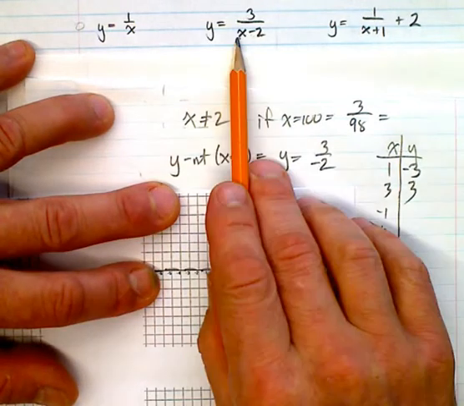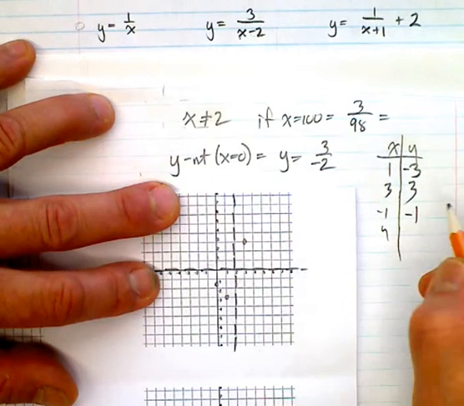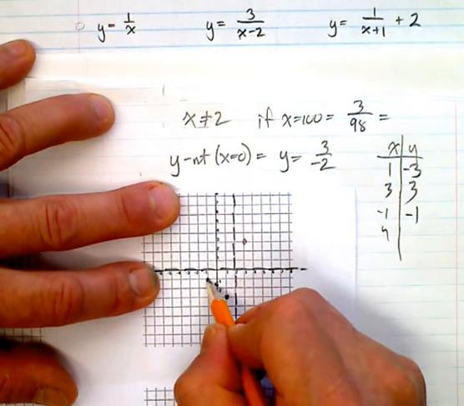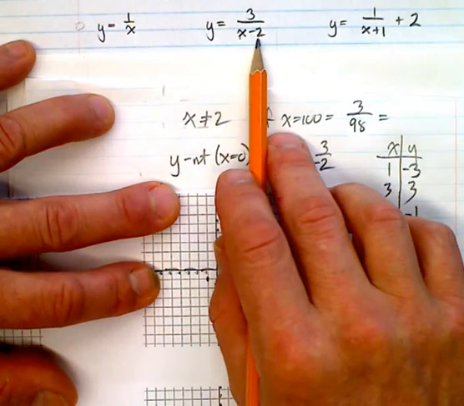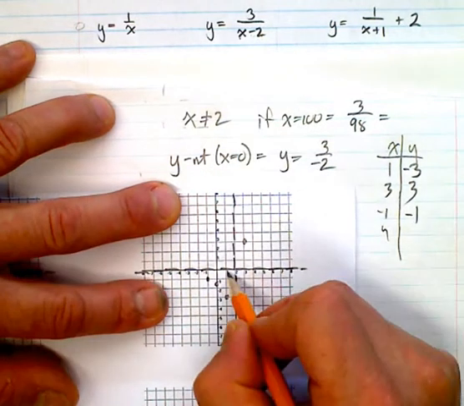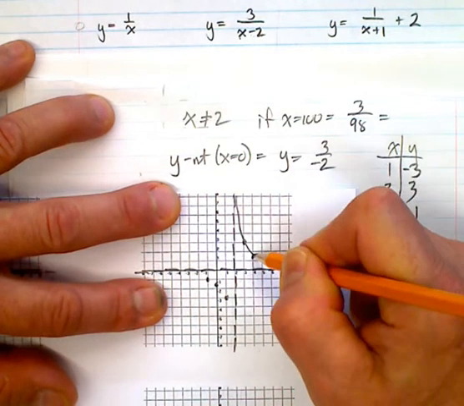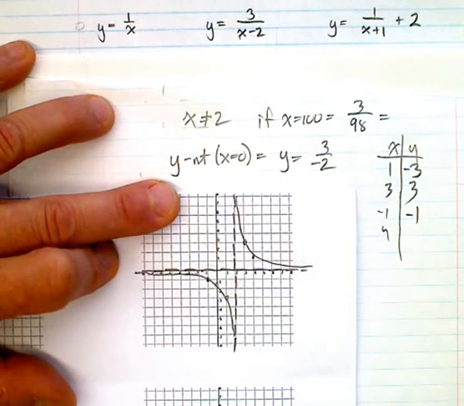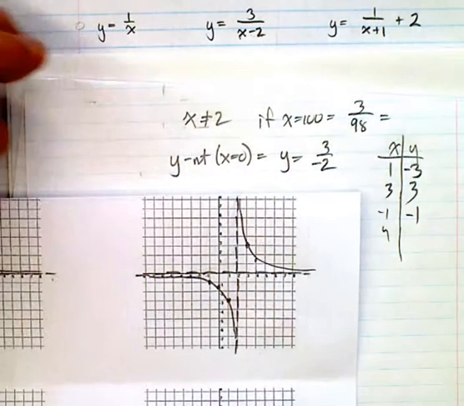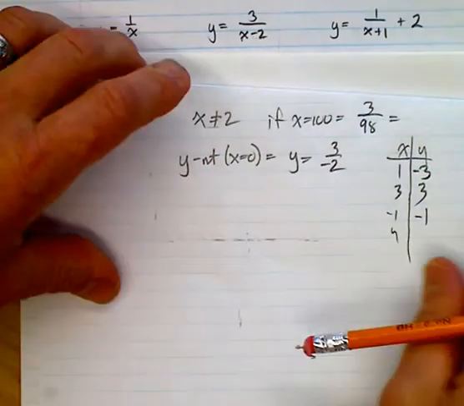Negative 1 minus 2 is negative 3. 3 over negative 3 is negative 1. So at negative 1 and negative 1, there you go. At 4, 4 minus 2 is 2, so that's 3 halves now. So at 4 and 3 halves, you get the idea. You can get a few points here. You've got nowhere else to go. Here we are. Okay? Now, let's look at this next one up top there. Okay, let me fold this over here.